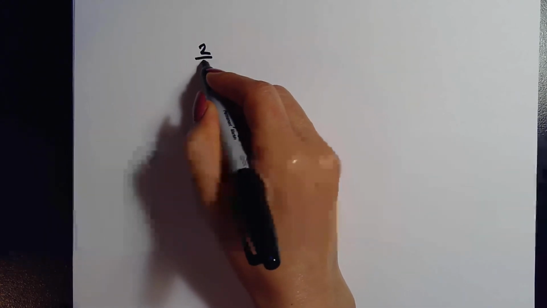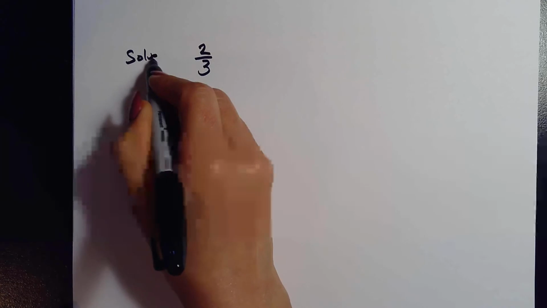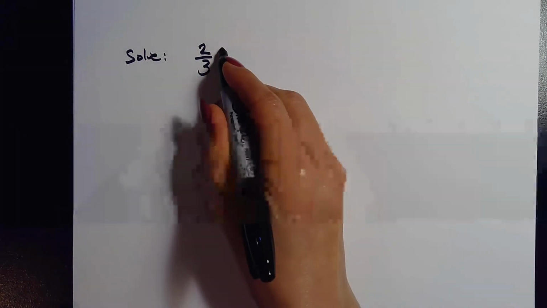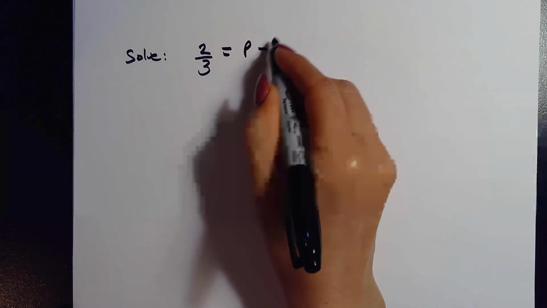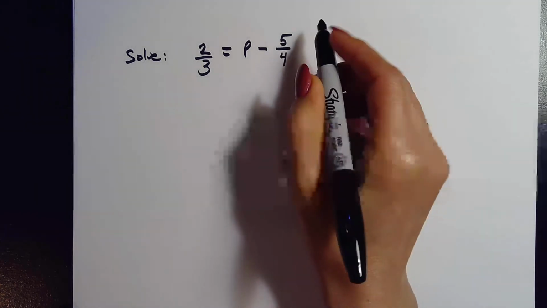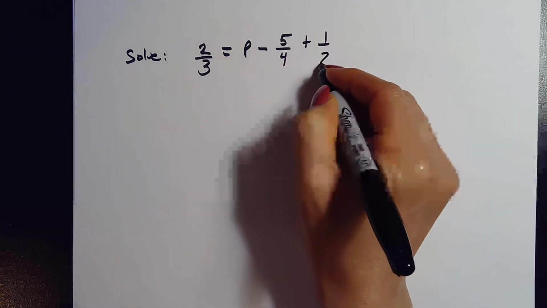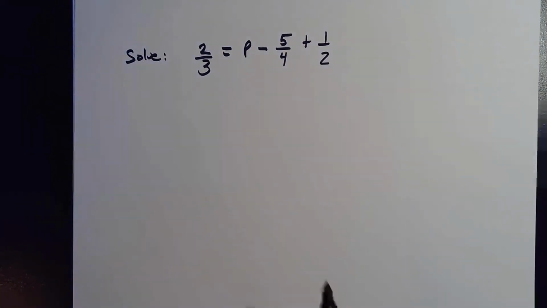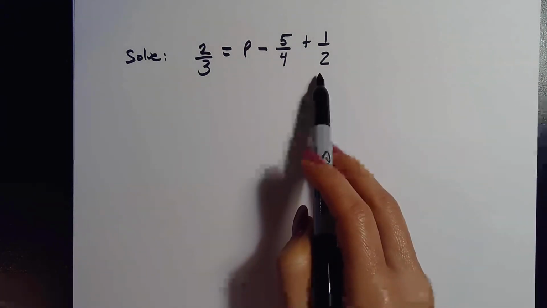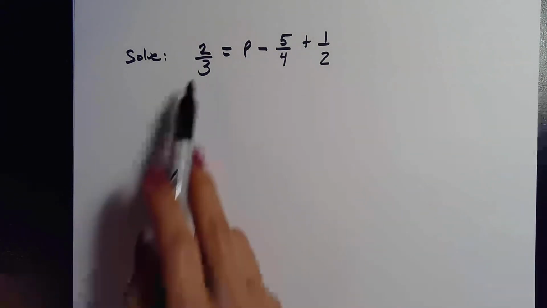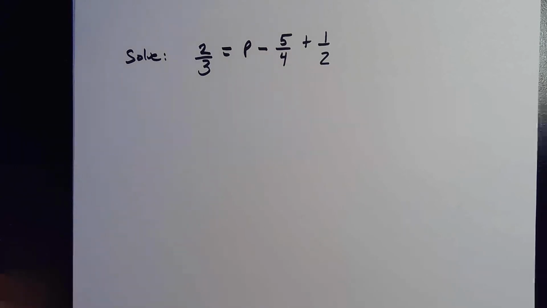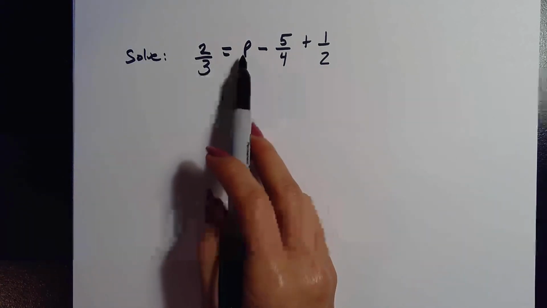So 2 over 3, let's solve. So we're solving 2/3 equals p minus 5/4 plus 1/2. Okay. Now, instead of trying to combine these two fractions and then combine it with this other fraction, I'm going to combine it all at once. But in order to do that, I'm going to need to move the fractions to the left, right? So that I can isolate the variable.